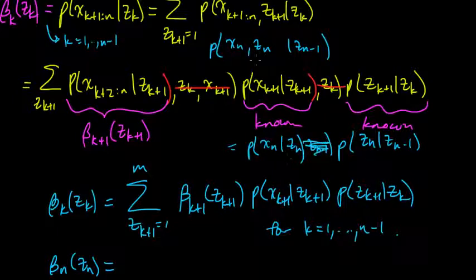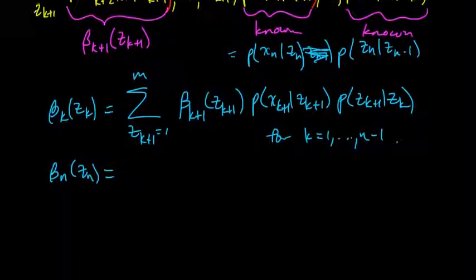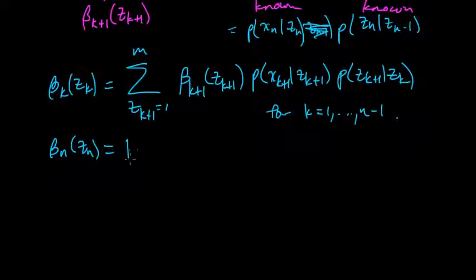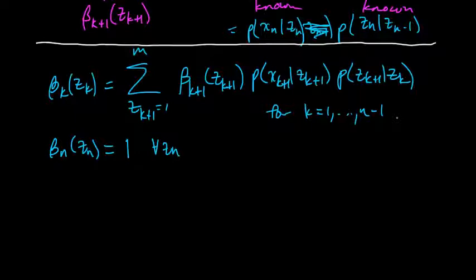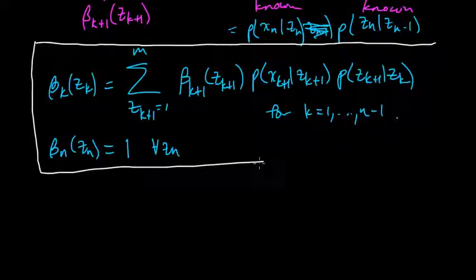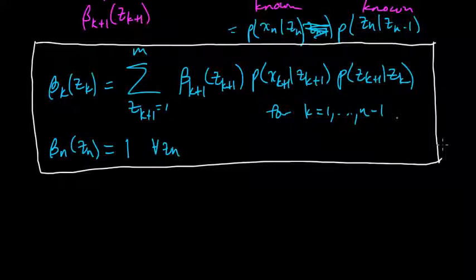So that holds. And so what we see from this is that beta n, which would have been beta n in that situation when k was n minus 1, should always just be 1. Beta n should always be 1 for all zn. I maybe did that a little bit quickly, so if you want to check that, you can go through it a little more carefully if you'd like.